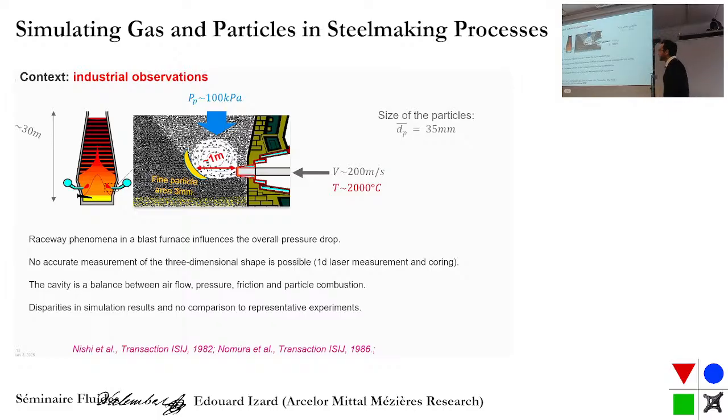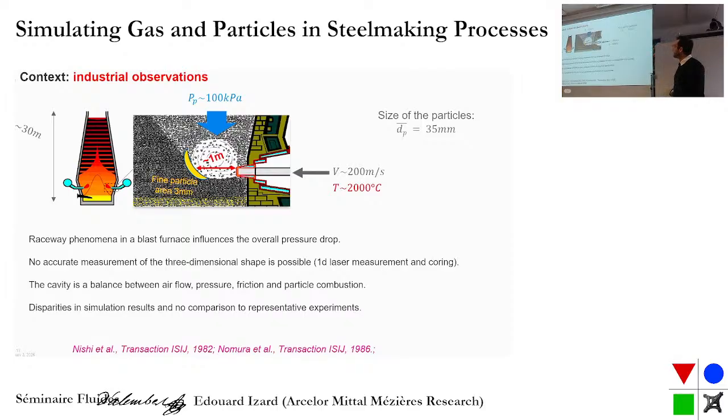So these are the industrial observations. So we have the blast furnace that we charge coke and iron ore at the top. We inject the gas at the bottom where the combustion occurs of the coke. And in fact, at the very bottom, so it's a quite harsh environment because you have the combustion occurring, so you have 2000 degrees C. We inject the gas at 200 meters per second.